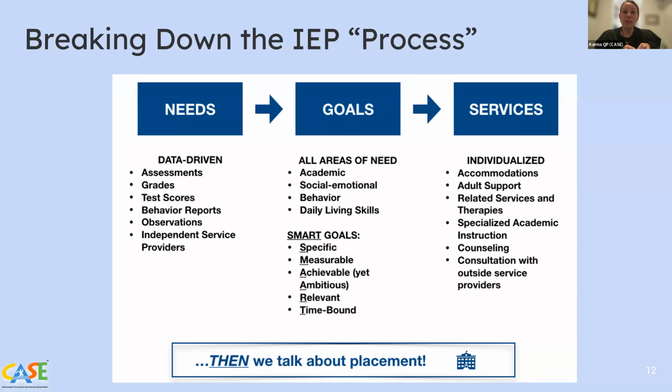It could be related services and therapies, like physical therapy, occupational therapy, and speech. It can be specialized academic instruction, which is what you think of with a special education teacher, and counseling or consultation with outside service providers. Once we have all this information in front of us, the needs, the goals, and the services, and we can determine all of that in the IEP, that's when we talk about placement.